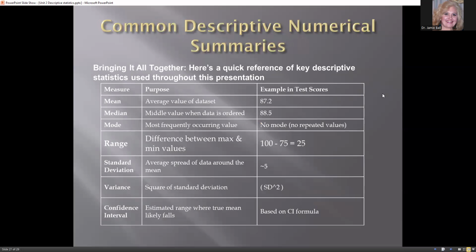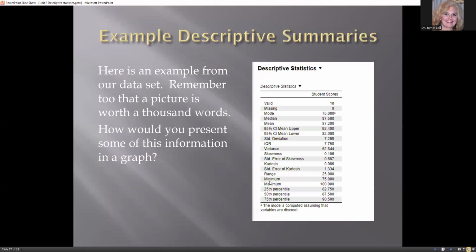So here's a quick reference of the key descriptive statistics that we use throughout our presentation. And here, look, there's a confidence interval we just talked about, the estimated range where the true mean likely falls, right? And finally, here is a picture of the descriptive output I ordered from JASP, from the data set that I gave you an example on.